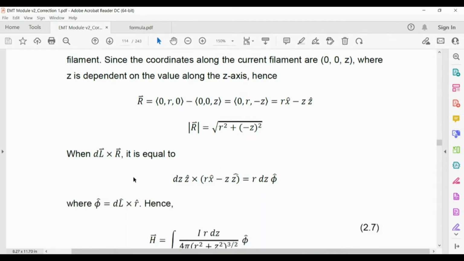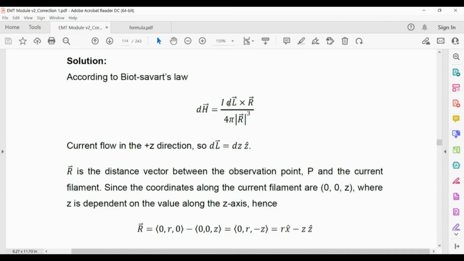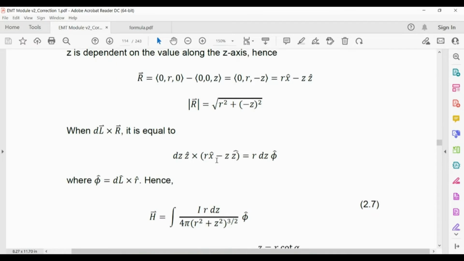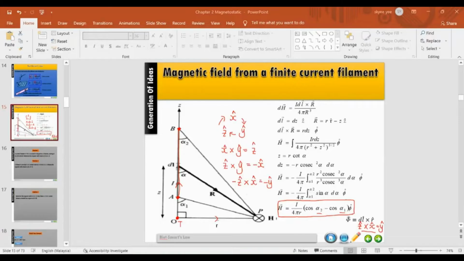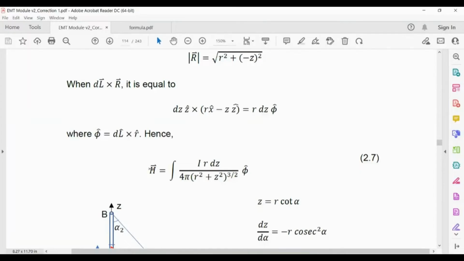When we put this together, dl cross with the vector r, you'll be getting this one: r dz phi. And phi is equal to this one, like what is told over here, dl cross with r. So when you put all these things inside, you will get this thing.